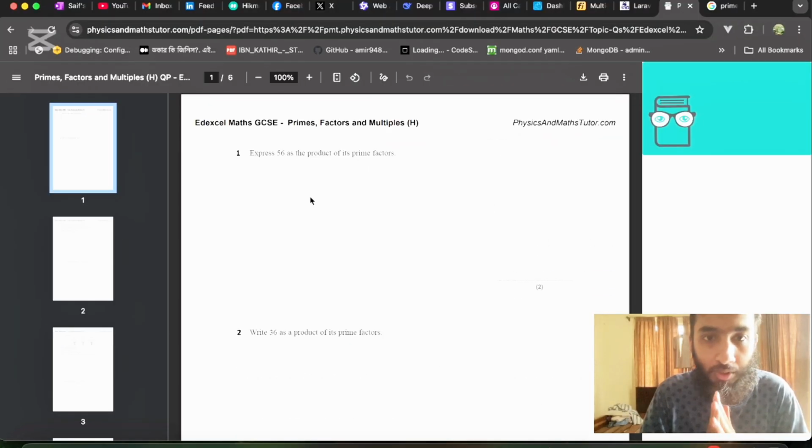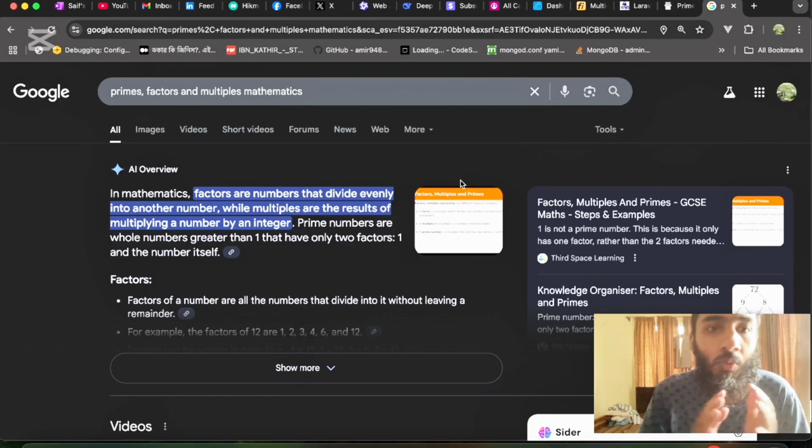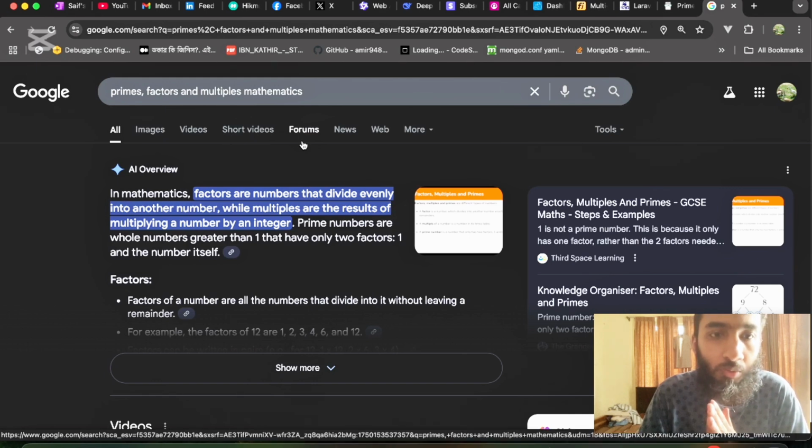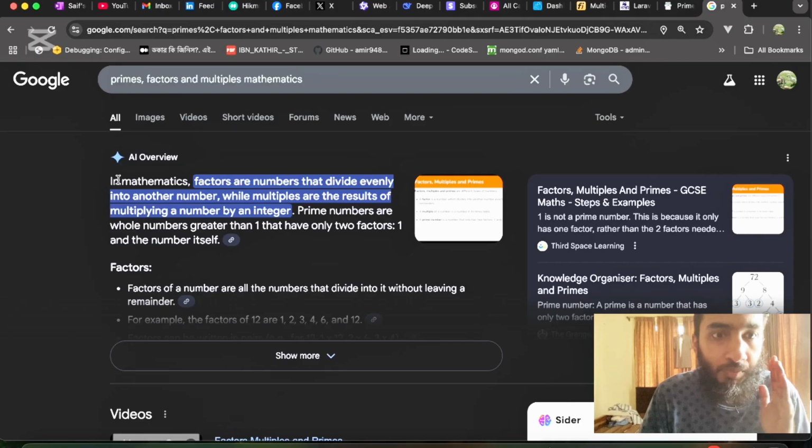In the first part I'll try to solve some questions, but before doing that I want to give a brief overview of the topic of primes, factors, and multiples. If I just Google primes, factors, and multiples mathematics, I get an AI overview. It says that in mathematics, factors are numbers that divide evenly into another number, while multiples are the results of multiplying a number by an integer. And prime numbers are whole numbers greater than 1 that have only two factors, 1 and the number itself.